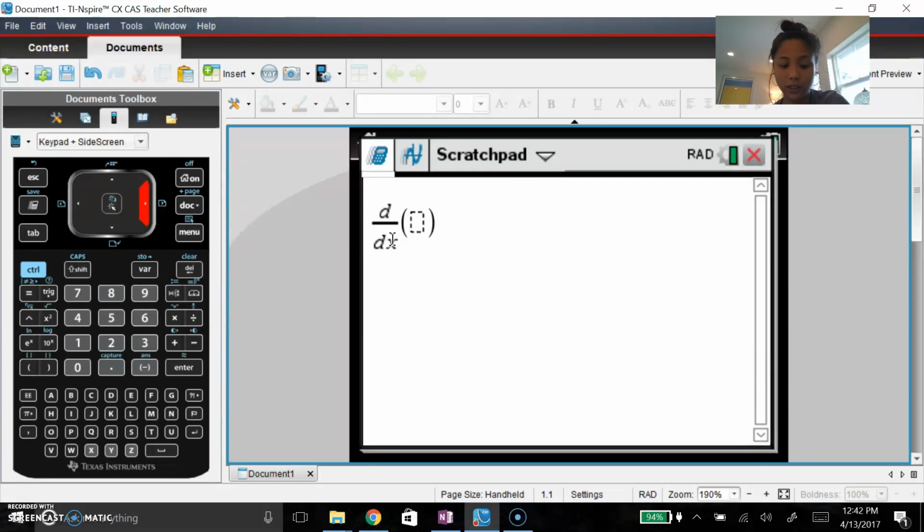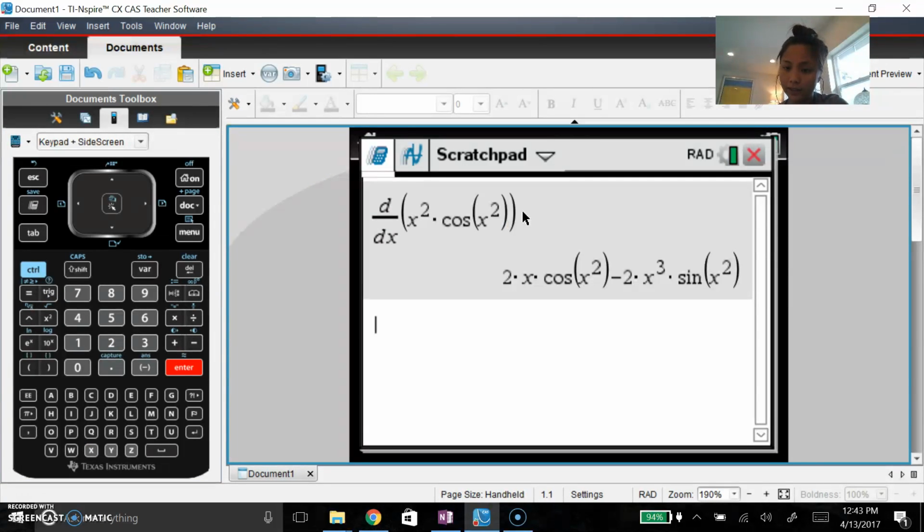I'm going to type the function in here. X to the second times cosine x to the second. So what I'm doing here is taking the derivative of x squared times cosine x squared. Enter. If we did it by hand, this is what we would get. 2x cosine x squared minus 2x to the third sine x squared. Okay, if you're going to do it by hand, this uses the product rule, which is f prime g plus f g prime. And the negative comes from cosine because the derivative of cosine is negative sine.